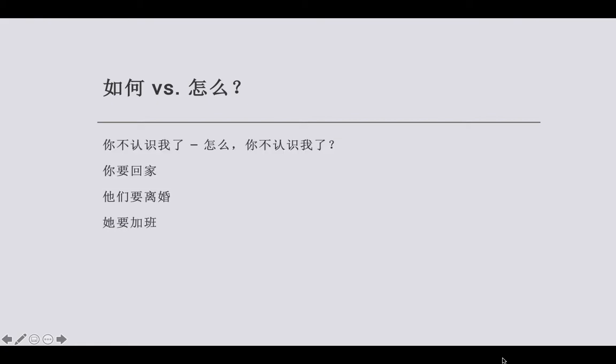For example, 你不认识我了. You don't recognize me. 你 you, 不 don't, 认识 recognize, 我 me. 你不认识我了。You don't recognize me. What? You don't recognize me? 那你就把怎么放在句首。You can simply put 怎么 at the beginning of the sentence. 怎么？你不认识我了？What? You cannot recognize me? You don't recognize me anymore? Okay, it is quite simple.